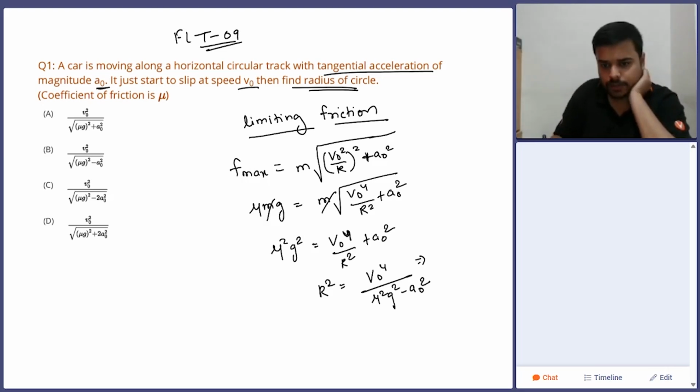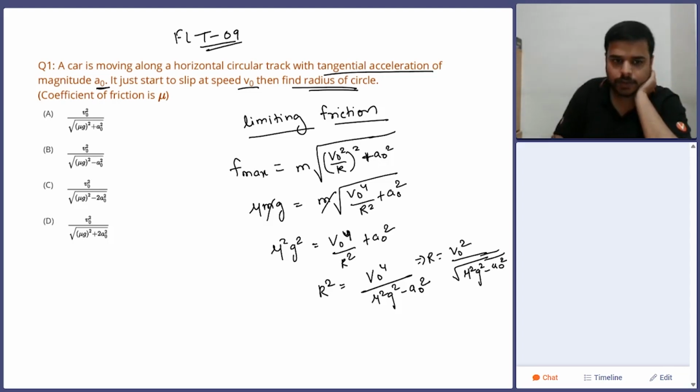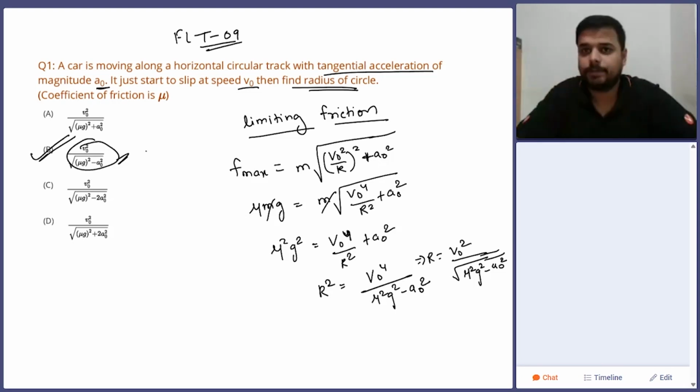So the value of r will be what? v0 square upon under root mu square g square minus a0 square. So I think this will be your option number B. Option number B is the correct answer. Clear? Got it?